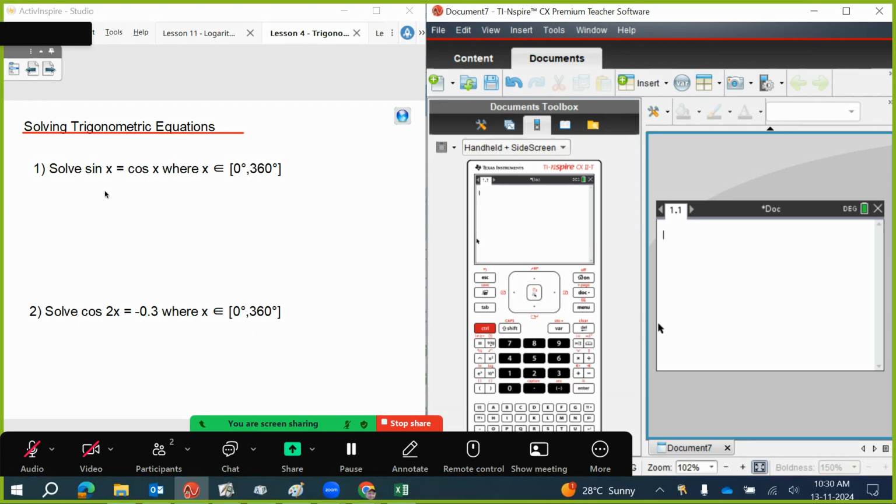Let me just pull up my pen. So we have the equation sine x equals cosine of x, and then we're given this interval as well. We're asked to find in that interval all of the possible solutions. Now, you can get more than one solution. So get your calculator in your hand now, and get ready to follow me along.